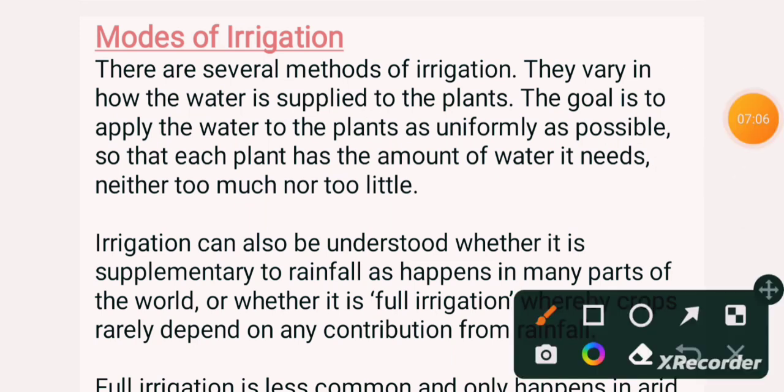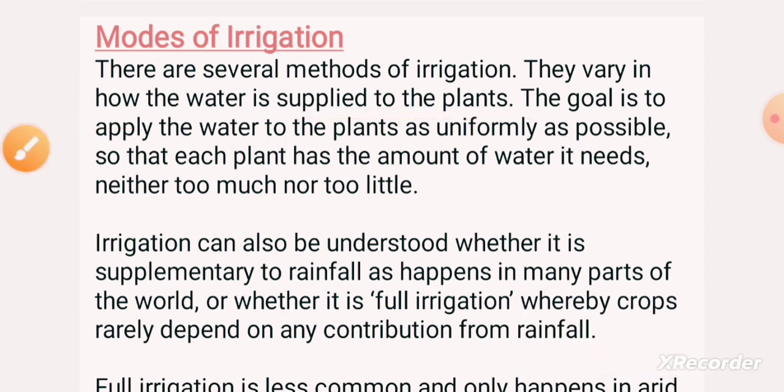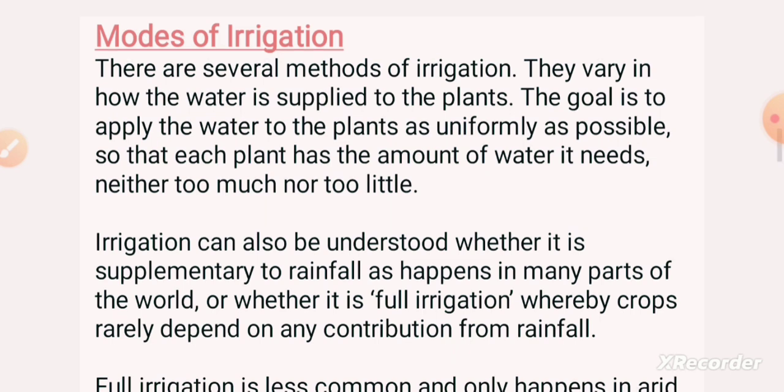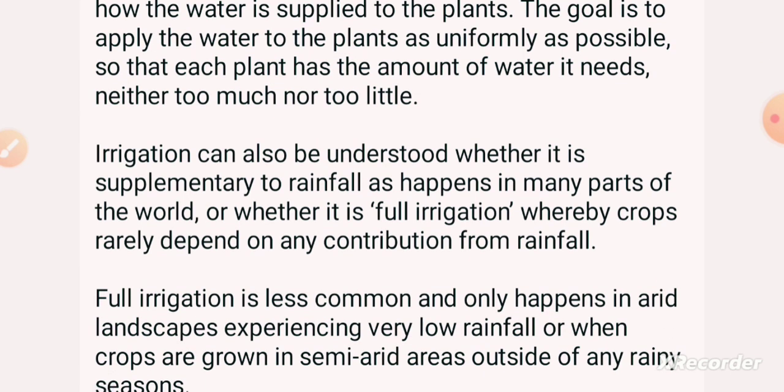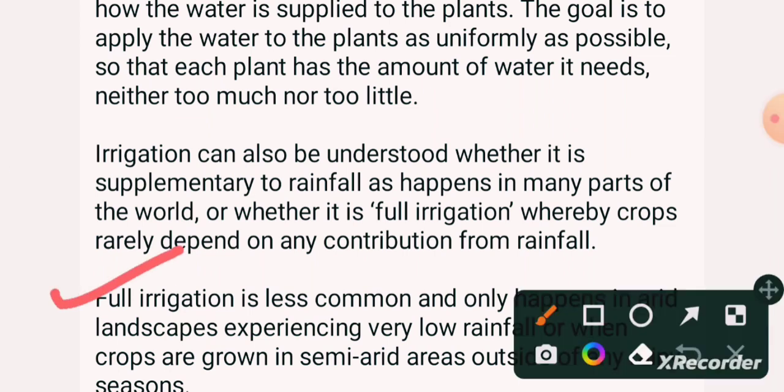There are several methods of irrigation that vary in how the water is supplied to the plants. Irrigation can also be understood by whether it is supplementary to rainfall, as happens in many parts of the world, or whether it is full irrigation, whereby the crops rarely depend on any contribution from rainwater. Full irrigation means the farmers completely depend upon irrigation.